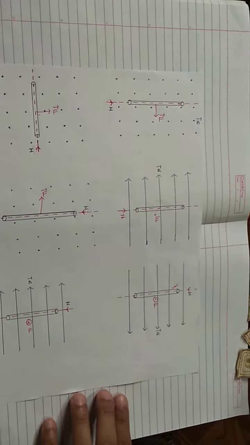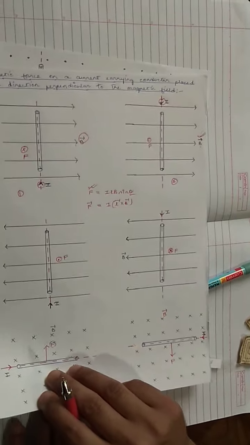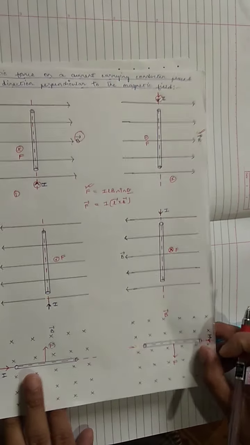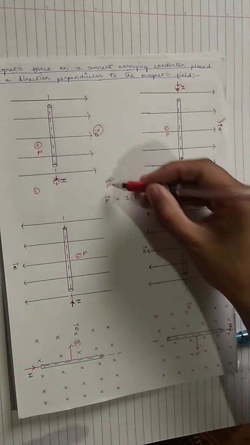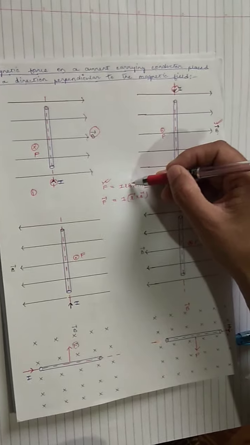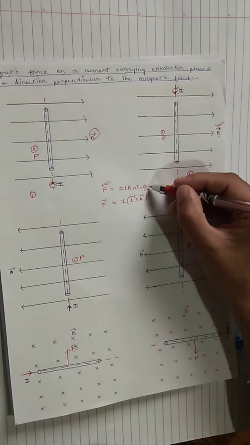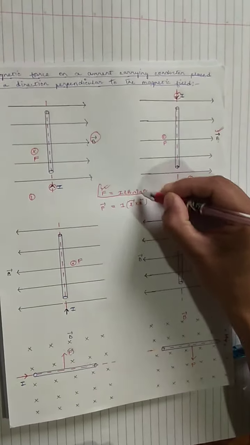So you can study different examples to find out the relationship of the magnetic force due to the current carrying conductor, given by this expression.